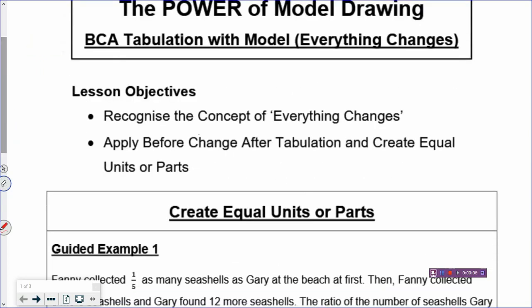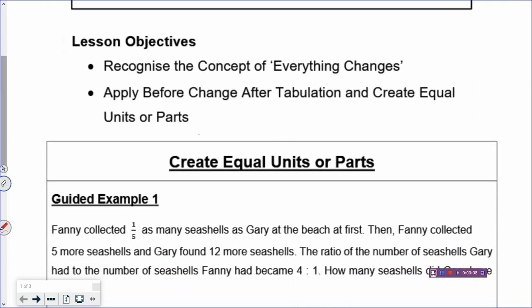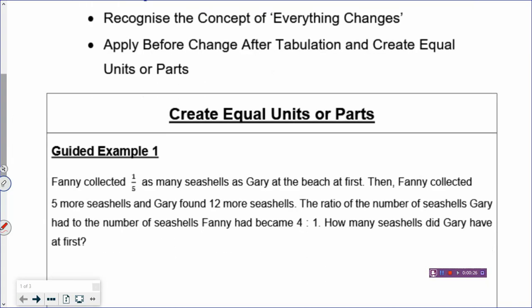Now let's look at "everything changes" for today's lesson. We are going to recognize the concept of everything changes, apply the before-change-after tabulation, and also use a table to create equal units or parts. Wow, what does that mean? Okay, now you will understand later.